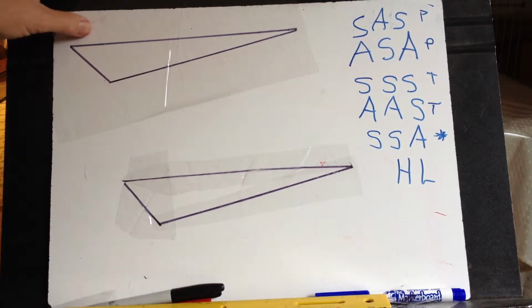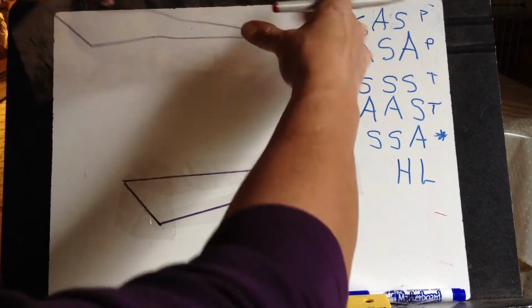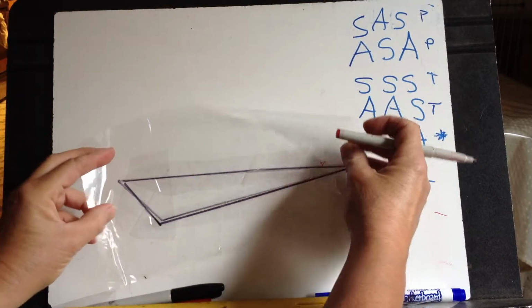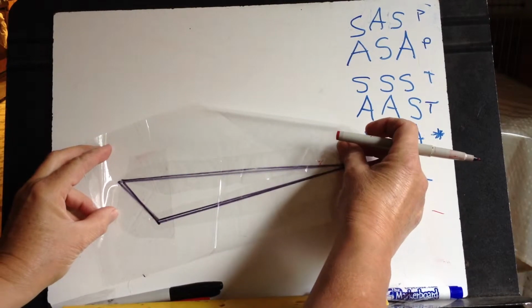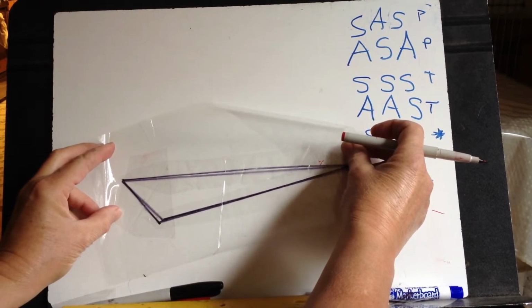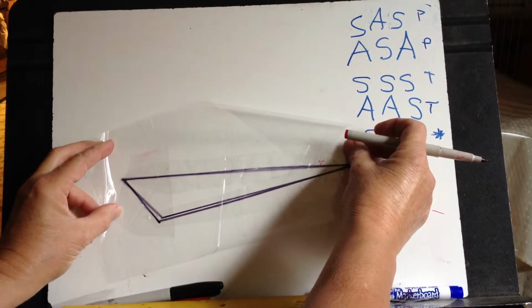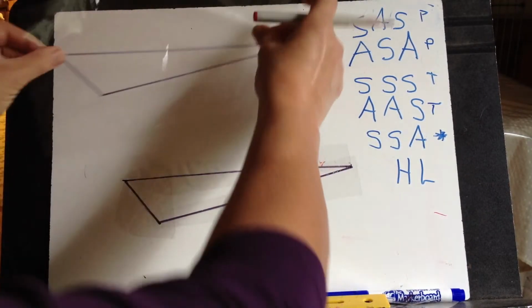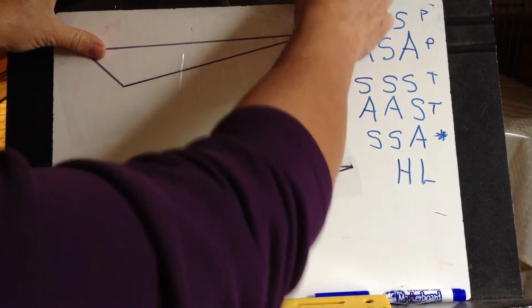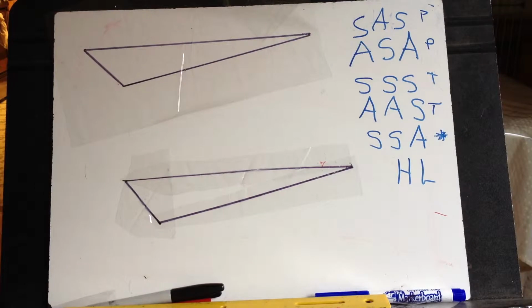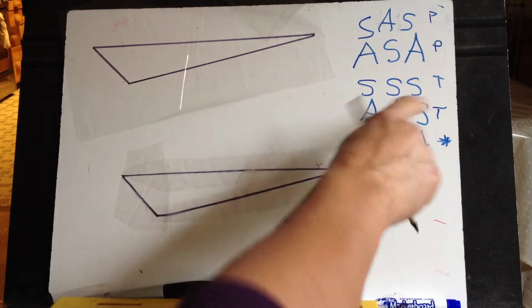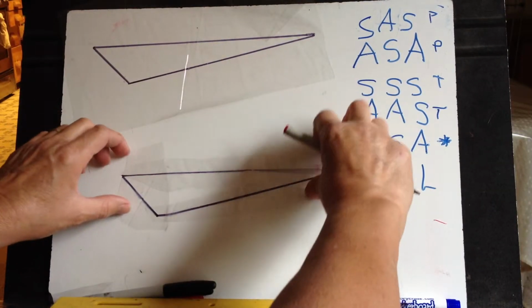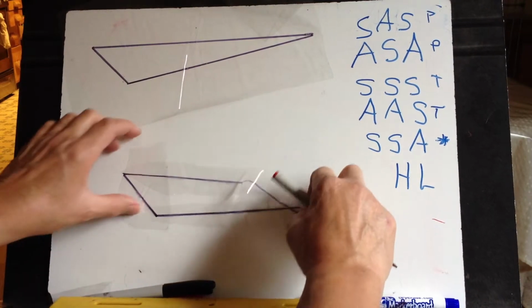This is a demonstration, that's not a proof, so that when I pick that up and put it on top, it is, well, it's because I've got the ends a little bit funny. But side, side, side, if we did it with a compass and a straight edge, you would see that it would produce exactly the same triangle. The fourth one is angle, angle, side.